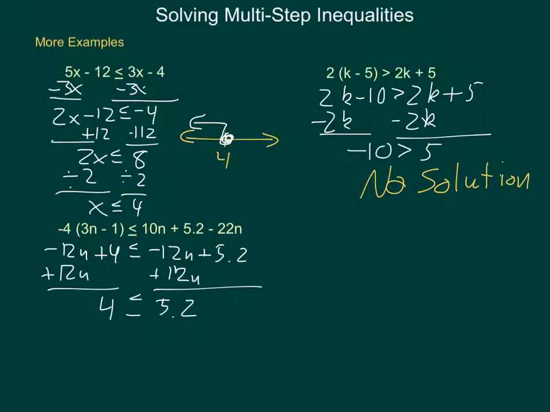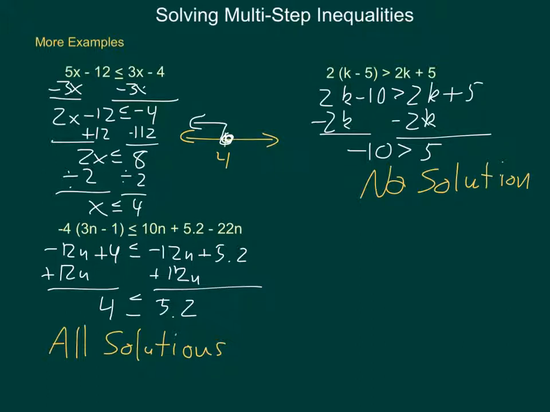Since I have no variable and I'm left with a mathematical statement that is true, this means all solutions, or infinitely many solutions, or all real numbers are a solution. So anything that I select for my variable n, when I substitute it in, will always make this inequality true.